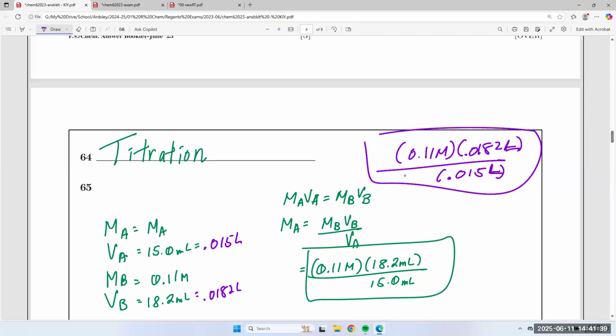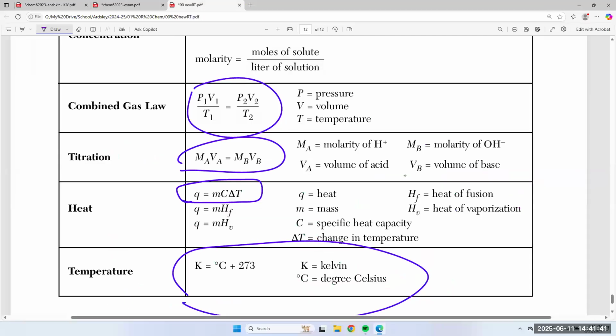Mr. Kim, should I memorize the reference table, the periodic table? Yeah, you bet, man. Why not?